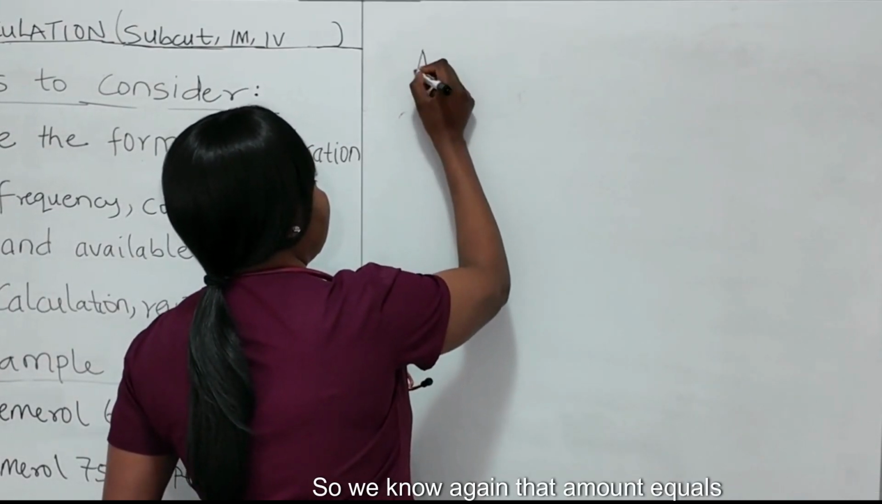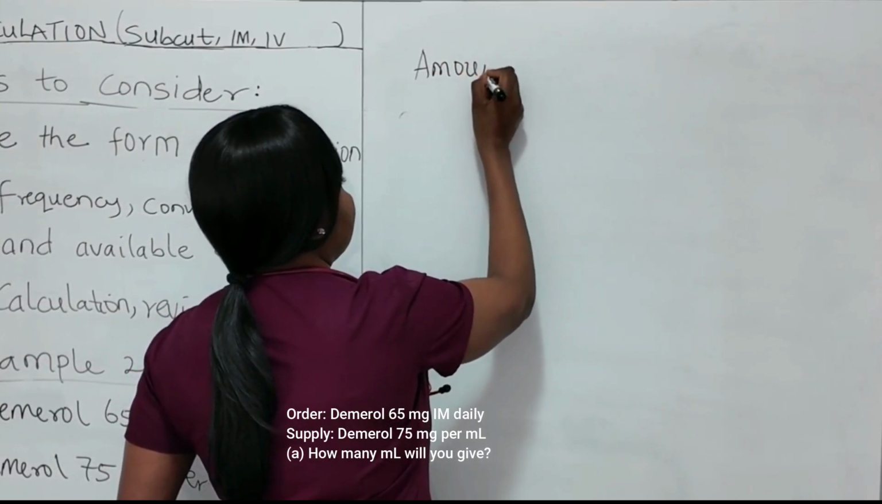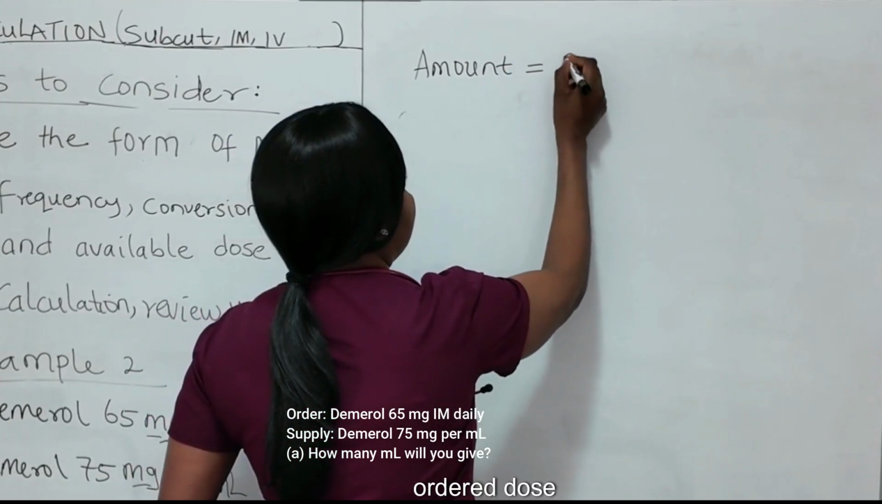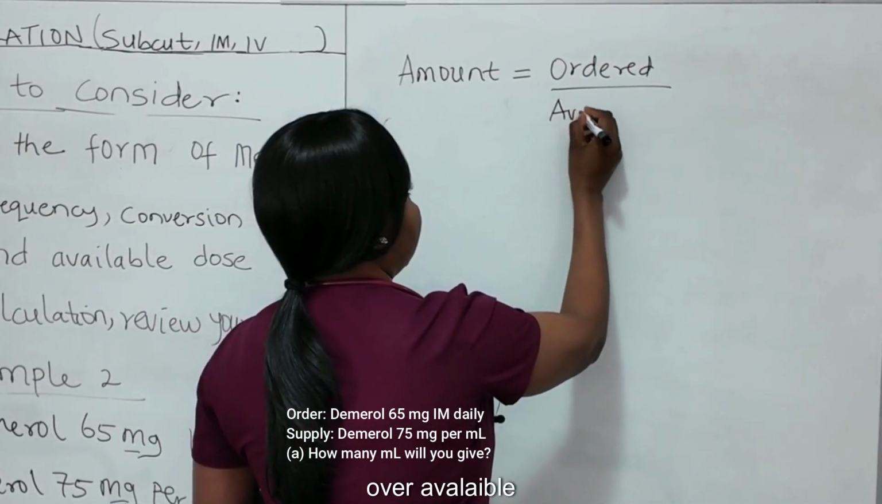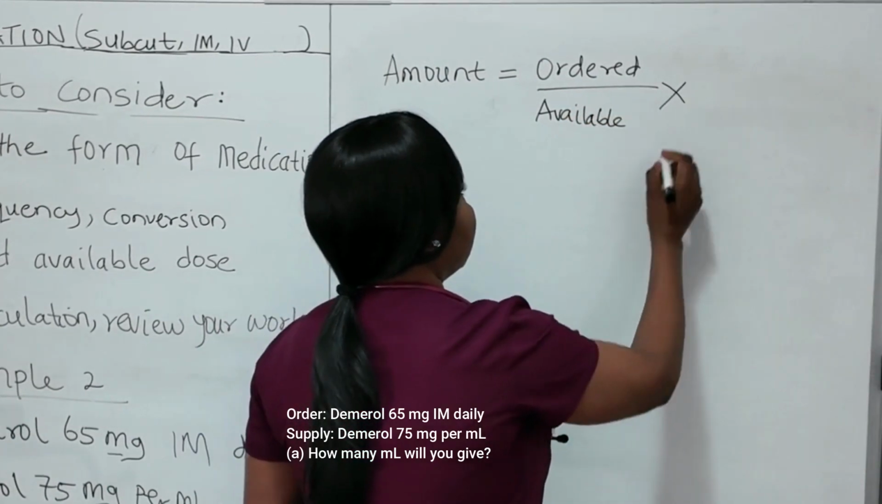So we know that again the amount, order dose, over available, times the quantity.